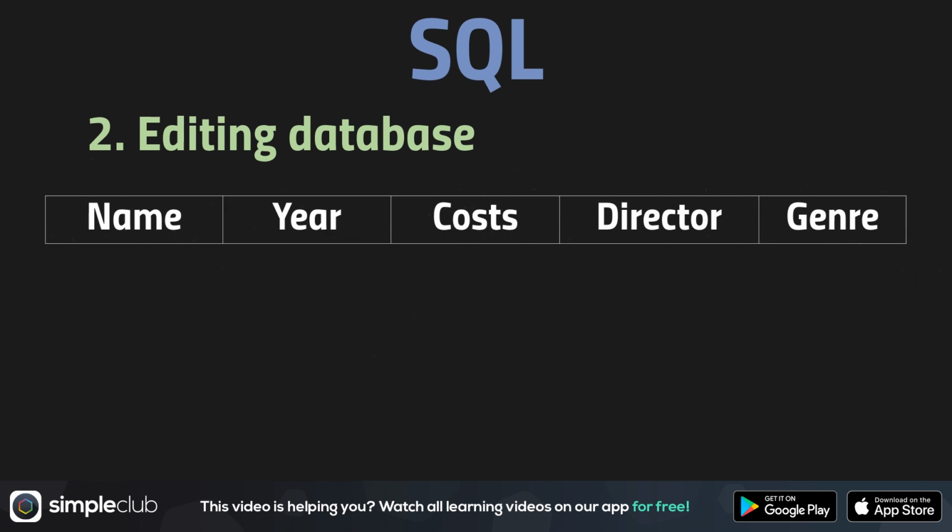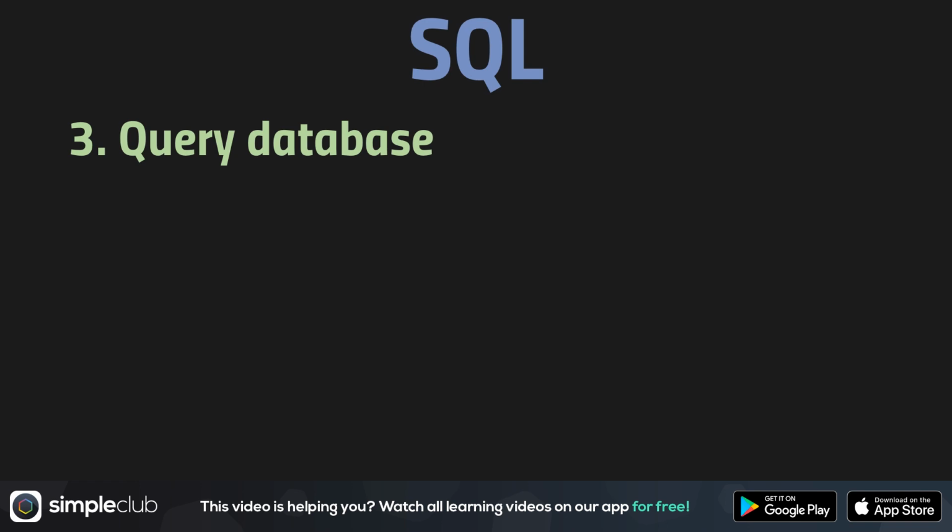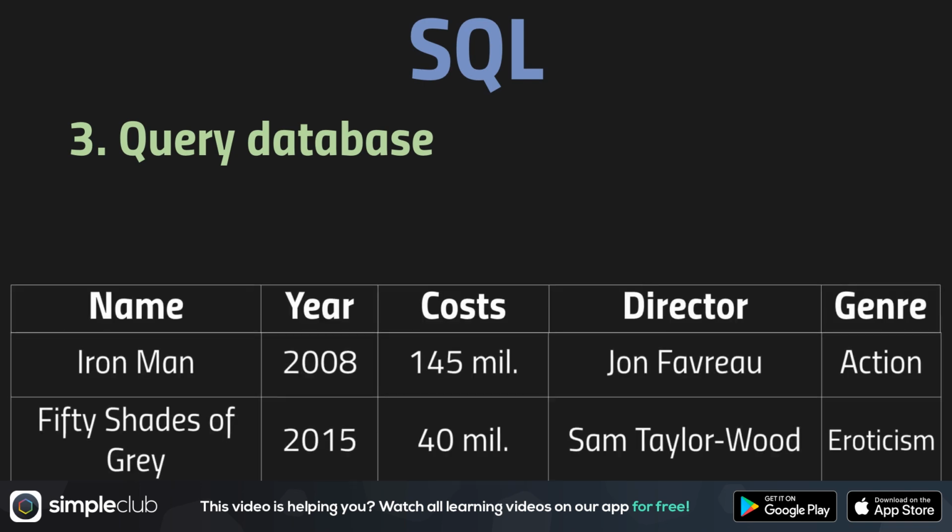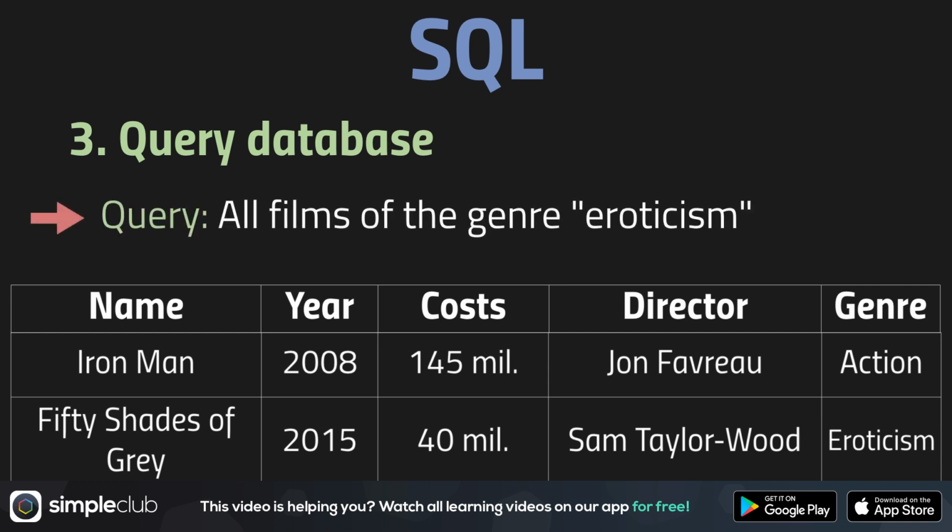The final feature is that we can query our database with SQL. What exactly do the queries mean? We now have Iron Man and 50 Shades of Grey in the database, for example. Our task is to output all films of the genre eroticism.